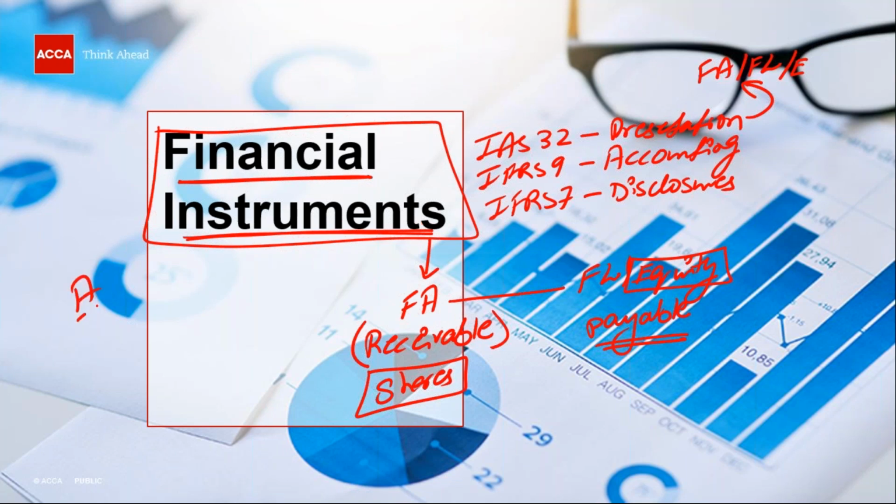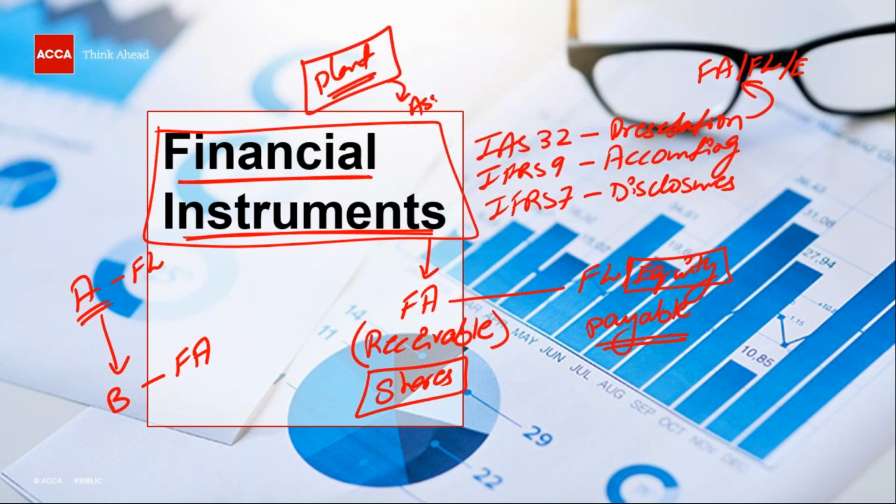Similarly, if company A has issued loan notes to company B, it's a financial asset for company B and a financial liability for company A. So it's an asset for one entity and a liability of the other entity, and these loan notes are going to be called a financial instrument. But let's say we talk about a plant. It is an asset for one entity, but it is not a liability or equity of anyone else. So an asset which is not a liability or equity of anyone else is a non-financial instrument.